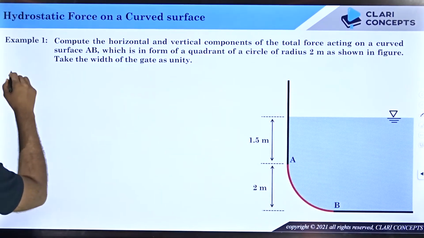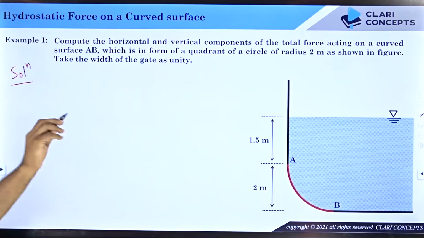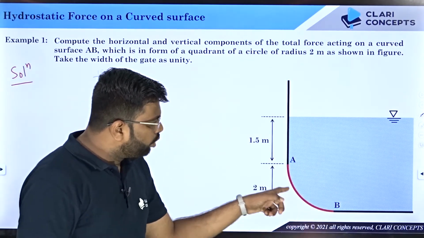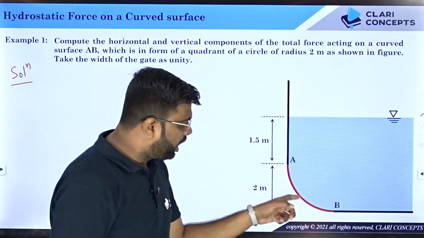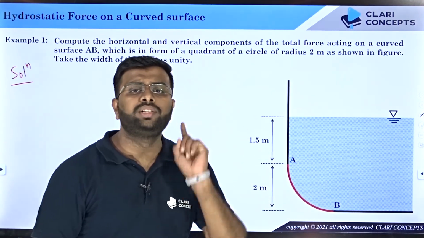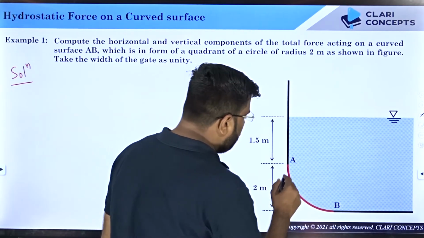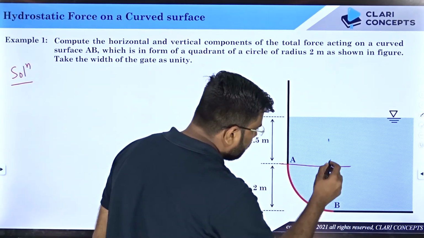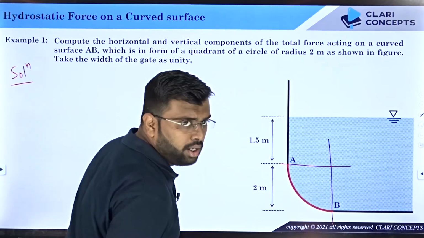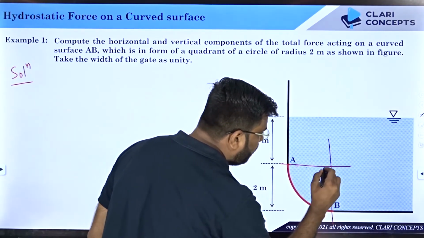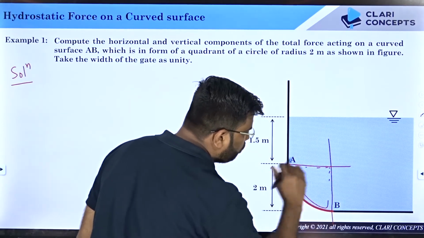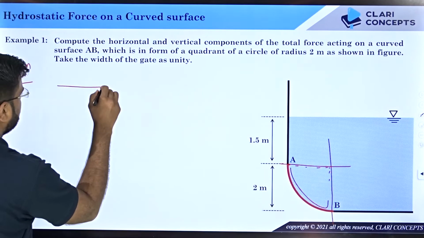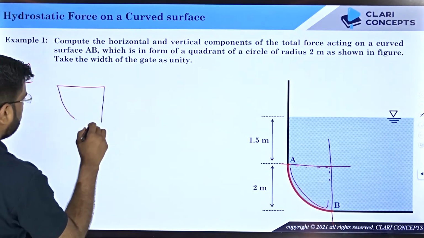Simple. Solution. Just look at the steps. Firstly, figure out which section you are aiming at. So I'm aiming at section AB and I want to know the force acting on this section AB. Yes. So what you will do, mark the end points, mark a horizontal line and a vertical line from the end points, and then figure out the pocket of fluid filled between these two planes as well as the curved surface. So if you take this outside, you will see something like this. Very simple, isn't it?